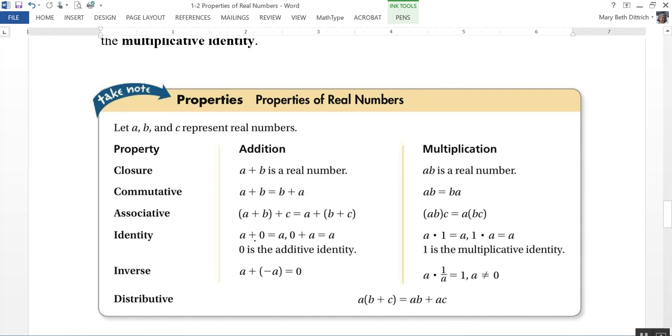For identity, you can add 0 and the number remains identical. In multiplication, you can multiply by 1 and the number remains the same. And the additive inverse is going to be its opposite. The multiplicative inverse is going to be its reciprocal. And then kind of all by itself, actually using both addition and multiplication, here we have the distributive property.